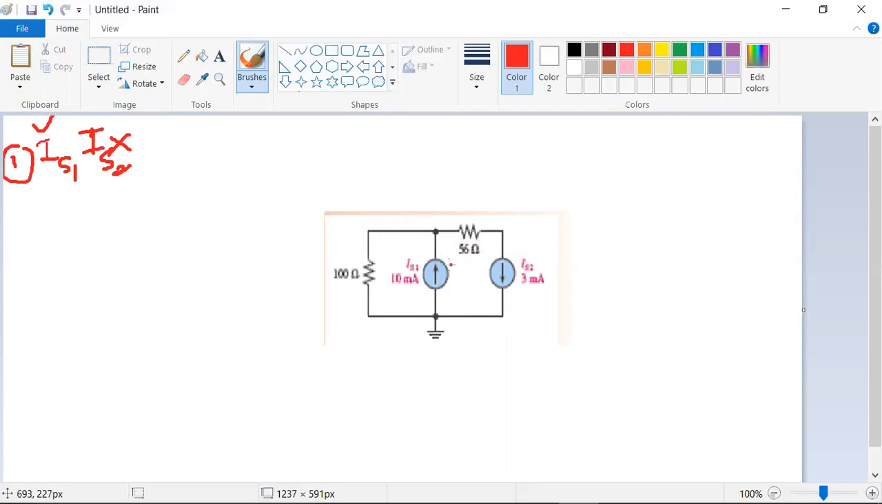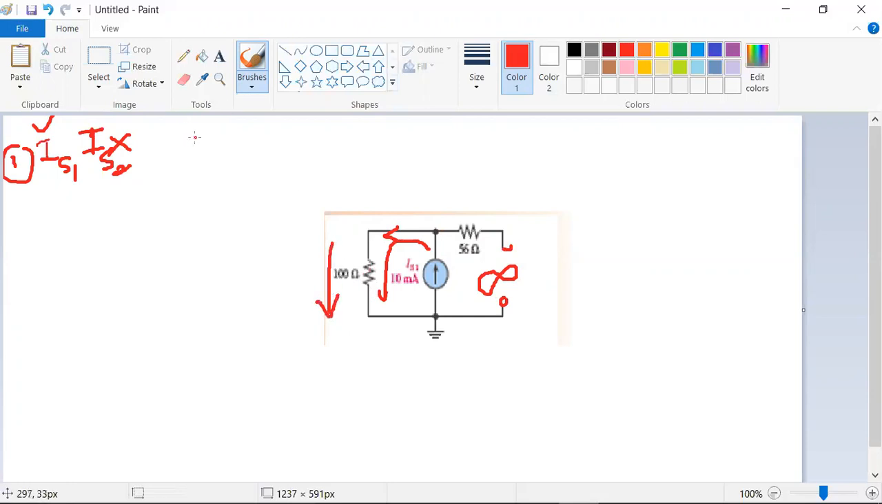In step one, as soon as this source is active, the current will not flow through this branch, because it is an open circuit. Since this is an open circuit, the current will not be divided between these two terminals. The total current always travels through the least resistance path, because the open circuit is the highest resistance path compared to the 100 ohms. So the entire current travels downwards through the 100 ohms.